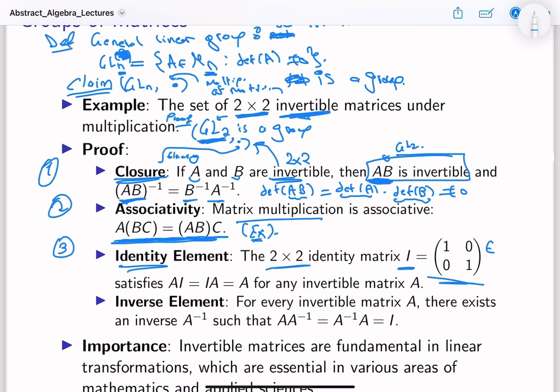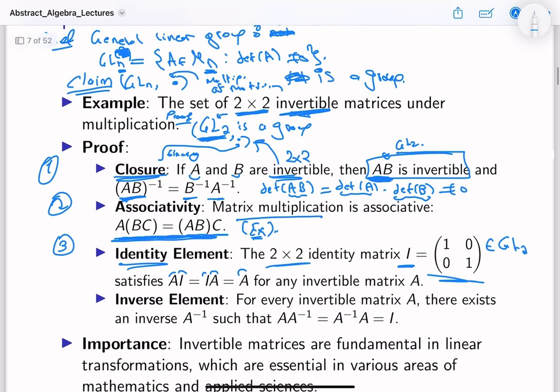And note here that this is in GL2 clearly, because the determinant of this is 1, which is not 0. And you check, well, A times I is equal to I times A, and is equal to A. And this is the definition of an identity of a group. And that's it. You just found it, right? It's the identity of a group.